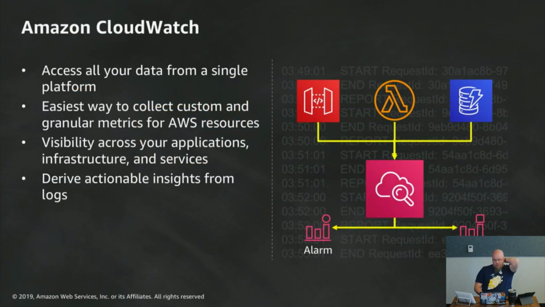Amazon CloudWatch allows you to access all your data from a single platform. It's really the easiest way to collect custom and granular metrics for AWS resources. And I say custom because you don't have to just take the system's data pushed to CloudWatch, but you can also push your own data to CloudWatch, to trigger events, to trigger alarms, all kinds of things. It's visible across your applications, infrastructure, and services, and you can derive actual insights from logs. And Bob, we're going to look at some of the insights today, aren't we?